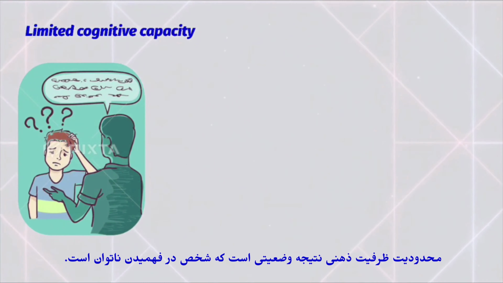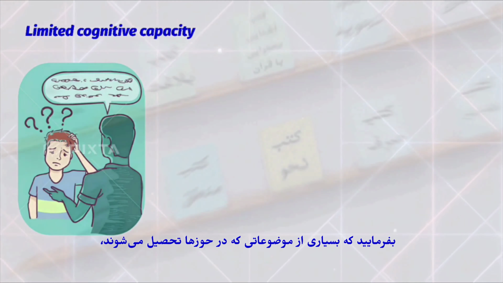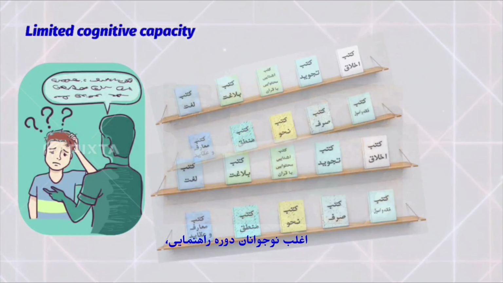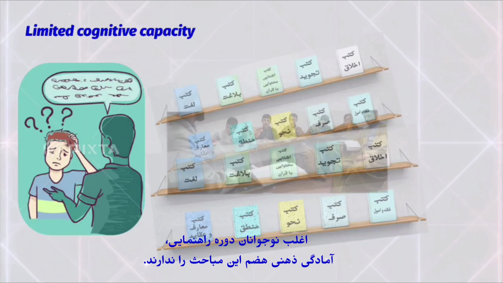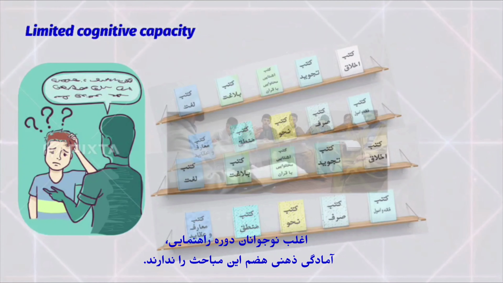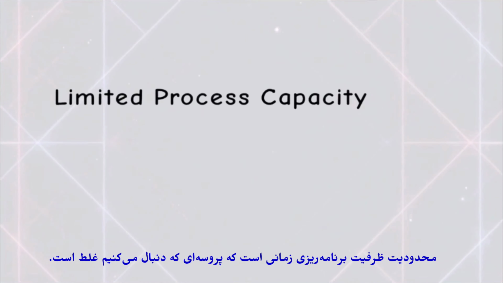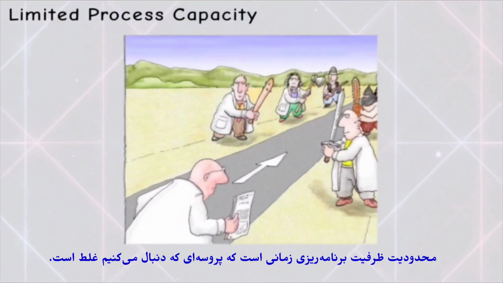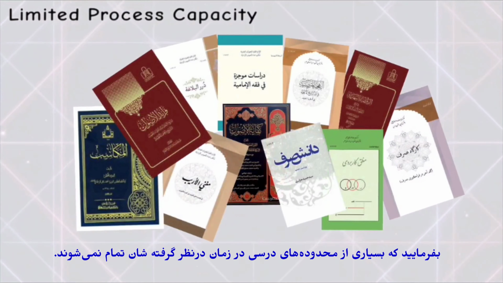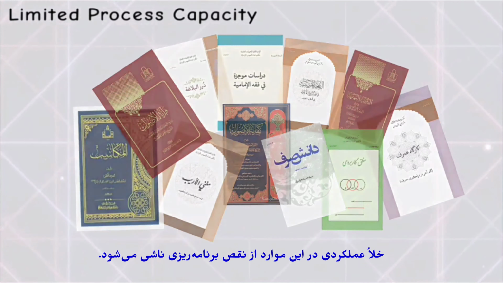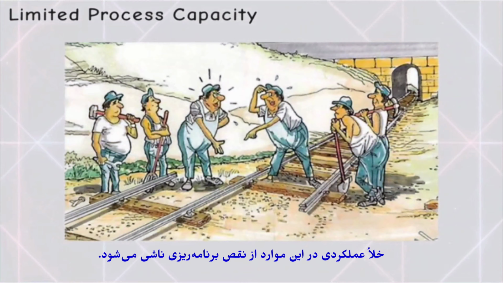A limited cognitive capacity comes from a state of not being able to understand. Say that many of the subjects studied in seminaries require a certain level of reasoning maturity. The majority of the middle school teens don't have the cognitive readiness for digesting the studies. The gap in this case comes from limited cognitive capacity. Limited process capacity happens when the process being followed is flawed. Say that most of the materials considered for the courses are not finished at the end of their allocated times. The discrepancy in this example comes from limited process capacity.